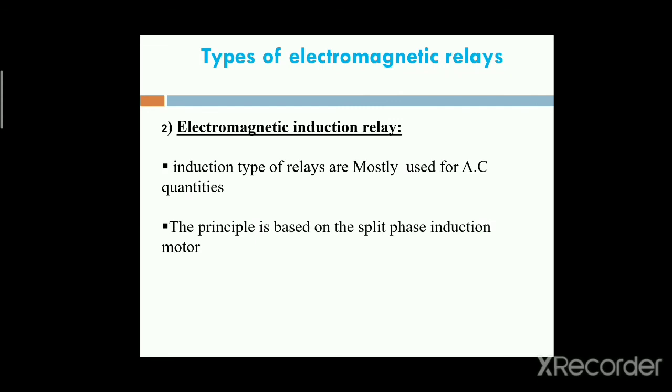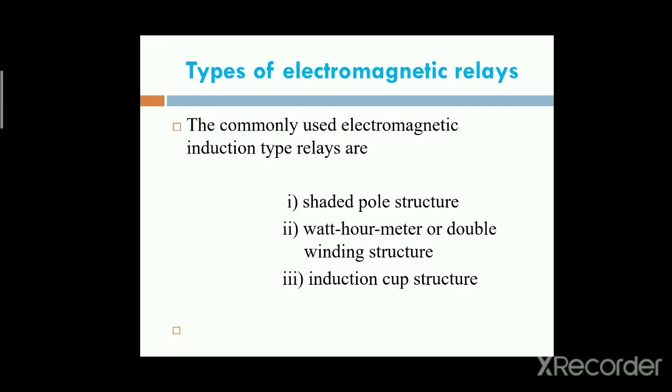And also the electromagnetic induction relays are classified into three types: shaded pole structure type, watt-hour meter type or double winding structure, and induction cup structure. These are the various types of electromagnetic relays.